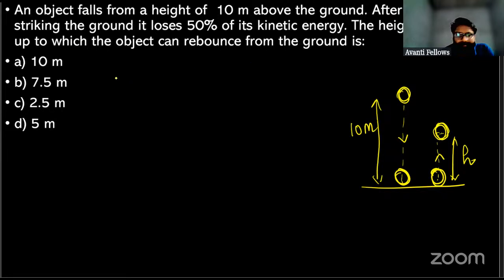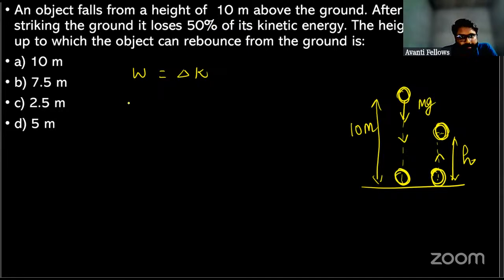But mass is not given, so we can use the work energy theorem. Work is only done by the gravitational force. There is no other force mentioned here, so we do not have to consider other forces. The work done by the gravitational force acting downward is mg. Clear?